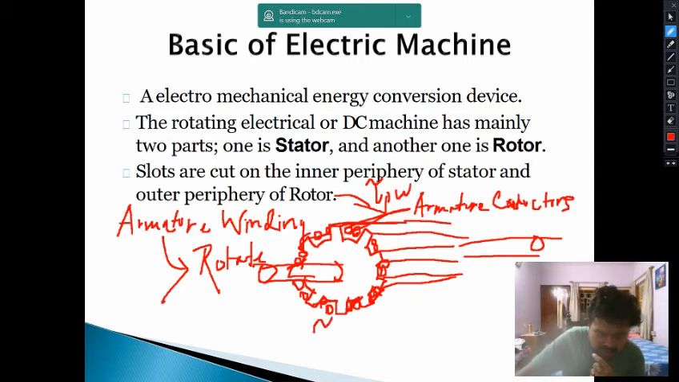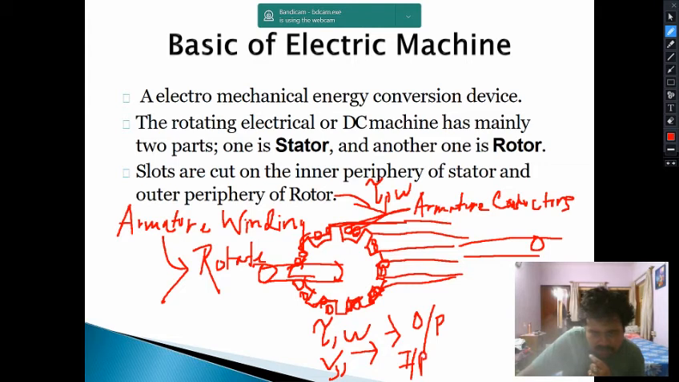In case of a motor, your torque and speed will be the output, and your supply voltage is the input. So this is in case of a motor.